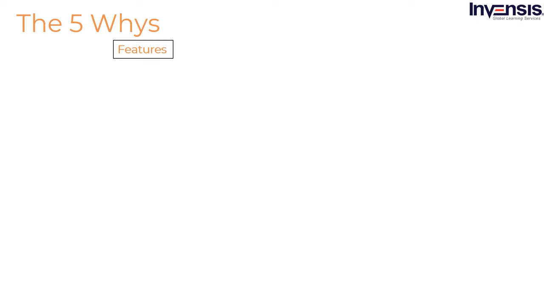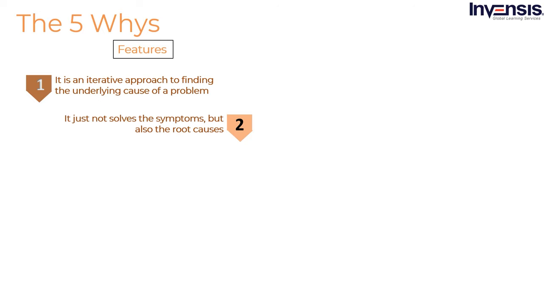Features. Unpredicted issues in any system are a problem for any team or process. Fixing these issues soon may be a convenient solution for this. One prominent method for doing this is a Six Sigma method called 5 whys. Now let us see some of its features. 5 whys is an iterative approach to finding the underlying cause of a problem, which not only solves the symptoms, but also the root causes of the same.